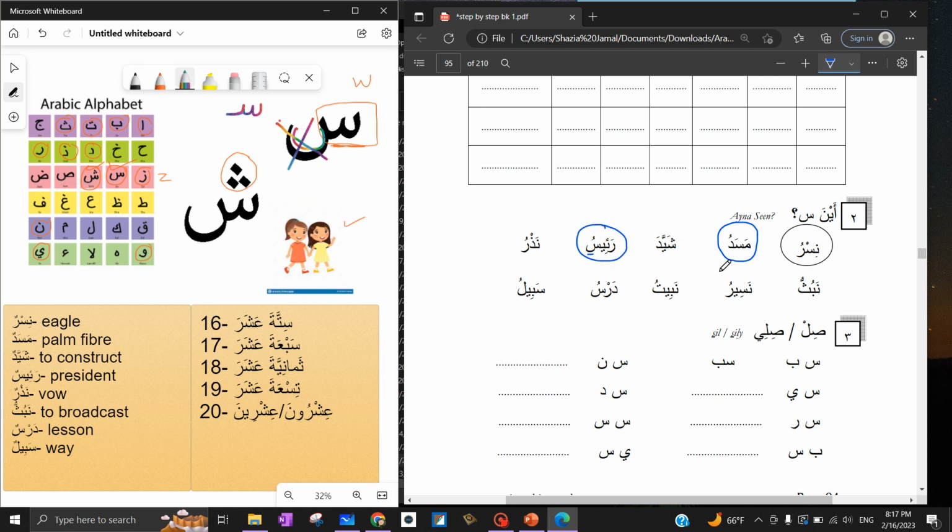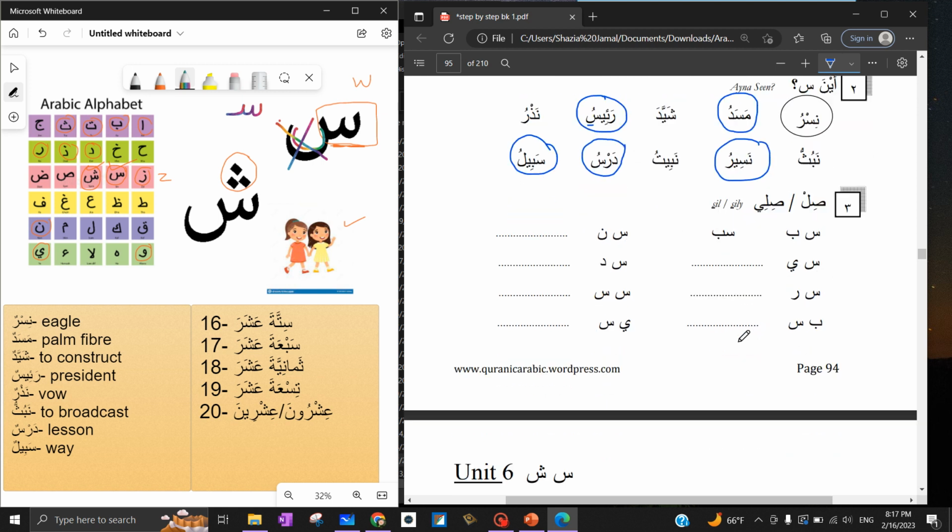Nadhru, no, there is no seen. Nabuthu, no, there is no seen. Nasir, yes, there is a seen. You can circle. Nabitu, no, there is no seen. Dars, yes, there is. And Sabil, yes, there is a seen here. So we will do exercise number 3.